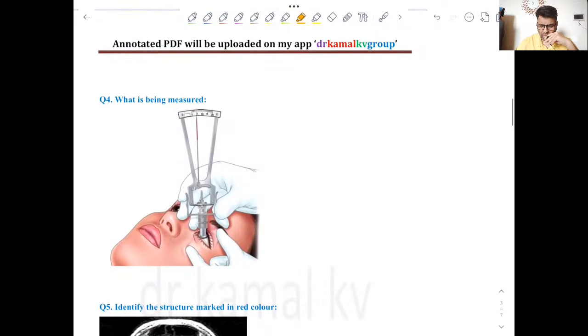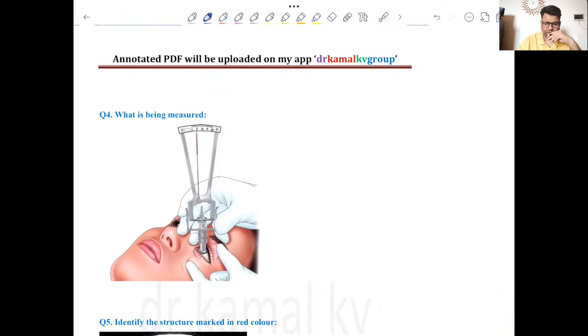Very good. Now what is being measured here? Again, this is an ENT. Yes, absolutely right. Now what is being measured here? You can see an instrument and it is kept over the eye, and this is actually a measurement. No, this is an old method. So measurement of intraocular tension, right? So IOT or IOP, intraocular pressure.